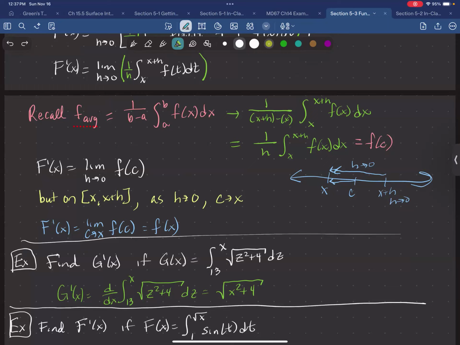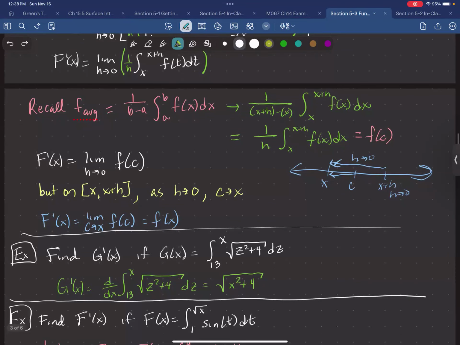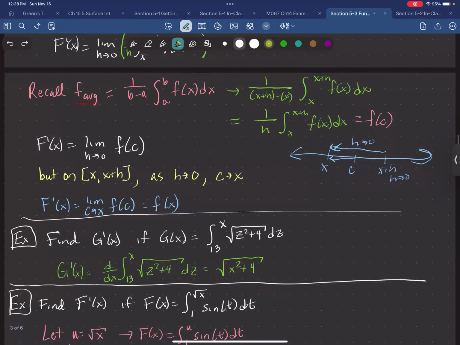All right, find f prime of x if f of x equals the integral from 1 to square root of x. Now this is a little trickier, because that's x, and the fundamental theorem applies to x there, but we've got square root of x here, so we gotta be careful. So we're gonna make it look like it. We're gonna make an integral that says like 1 over u sine u du.